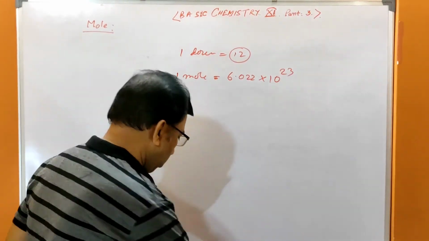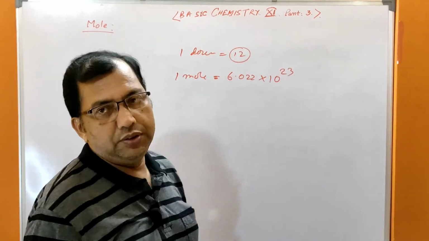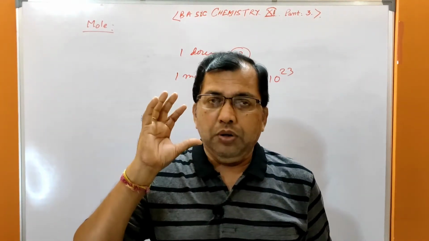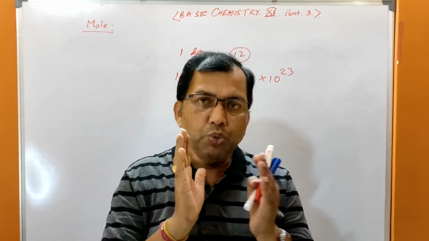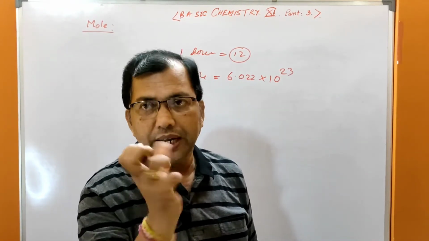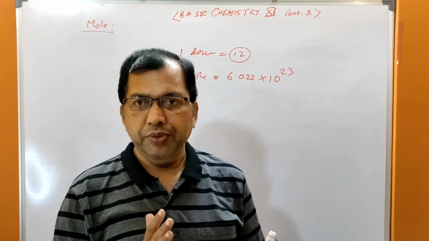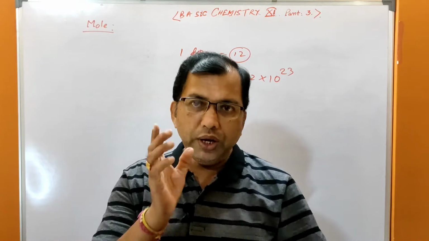And if you consider, the mole is simply a unit. Yes, that's simply a unit for counting numbers. Counting means counting atoms, ions, molecules, etc. The number of atoms in 12 gram.